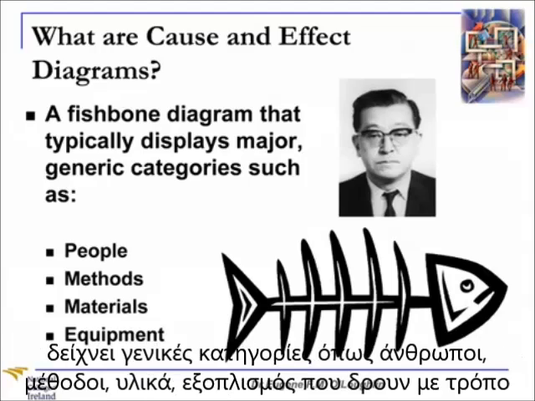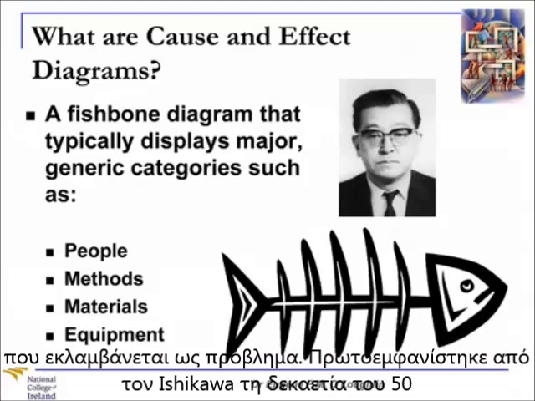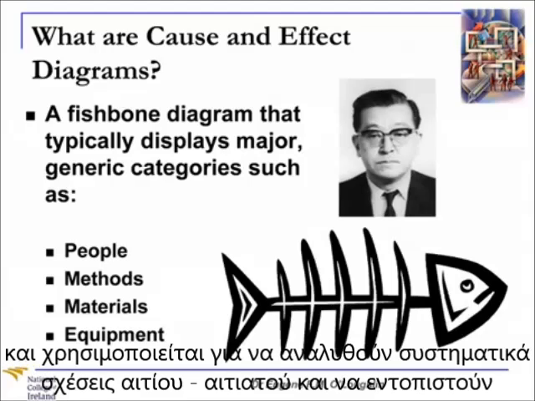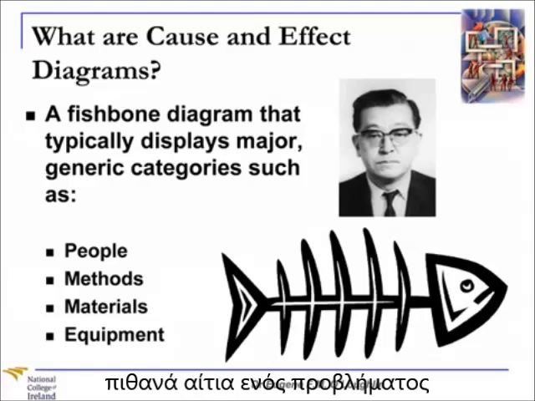It typically displays major generic categories such as people, methods, materials and equipment that cause an effect that's often perceived as a problem. It was first applied by Ishikawa in 1950, the picture of the guy here, and it can be used to systematically analyze cause and effect relationships and to identify potential root causes of a problem. And it's a good idea to use a diagram like this to display in increasing detail all of the possible causes related to a problem.